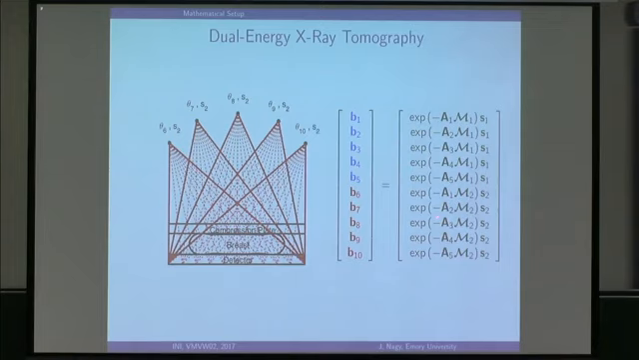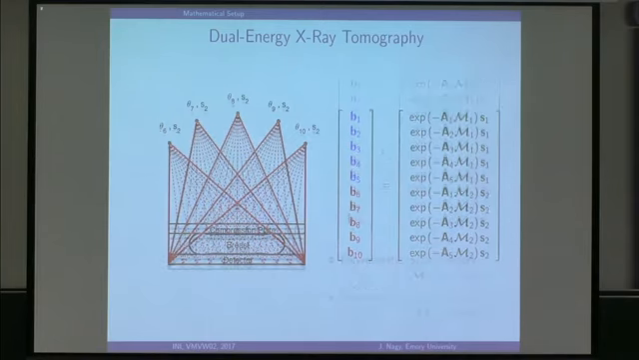Of course, the ray trace or Radon transform matrices repeat themselves, but the attenuation coefficients change because the energy levels have changed. And the spectral distribution function changes as I change the energies as well. So I get this additional information.